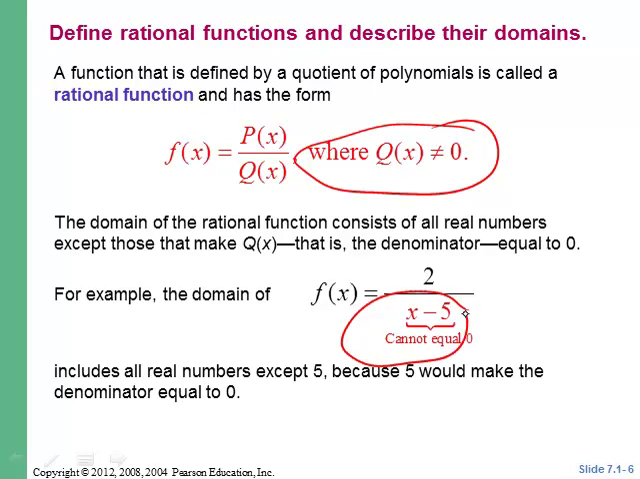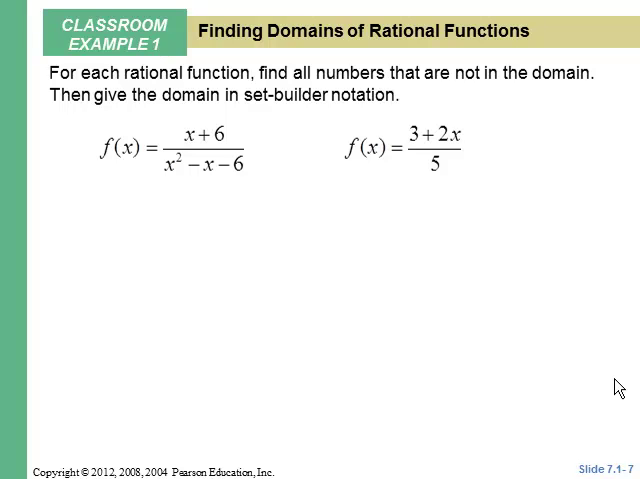Well, in other words, for this example, x minus 5 does not equal 0. Add 5 to both sides. X does not equal 5. So for each of these, tell what is not in the domain. Then give the domain in set builder notation.